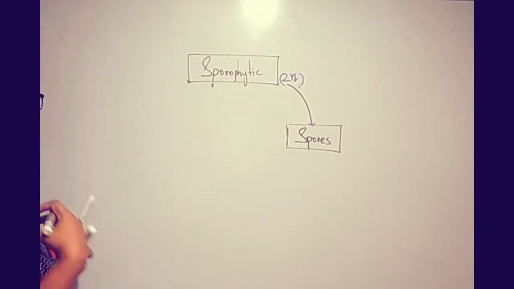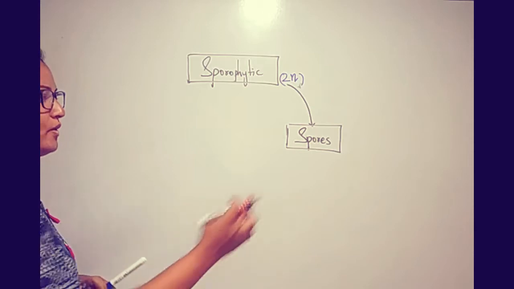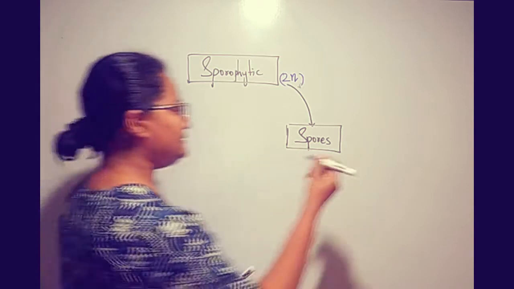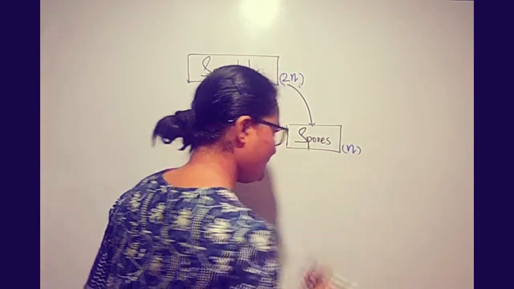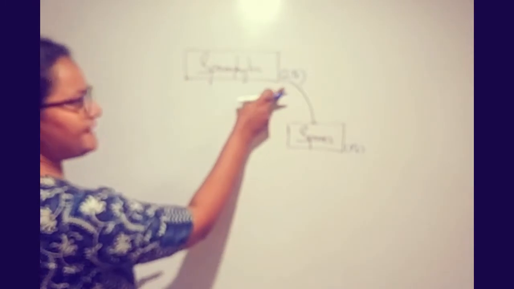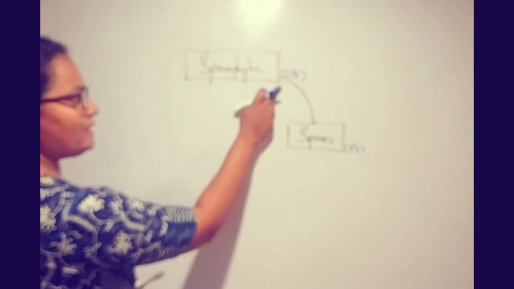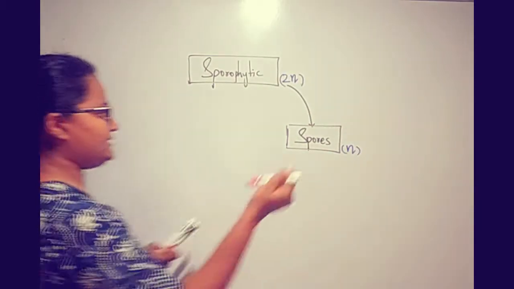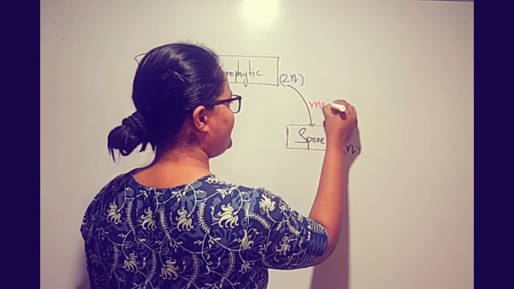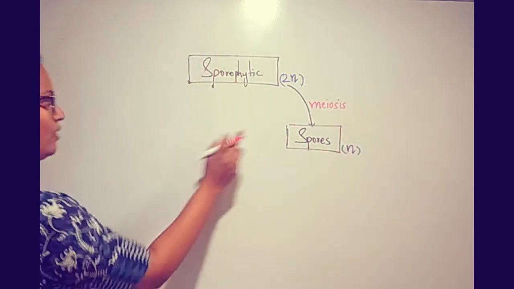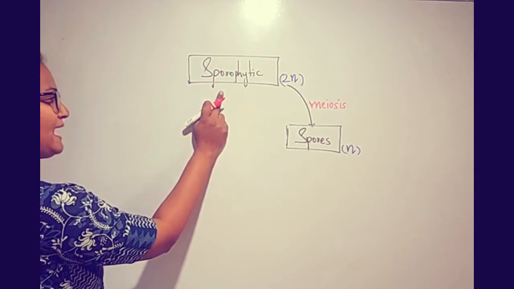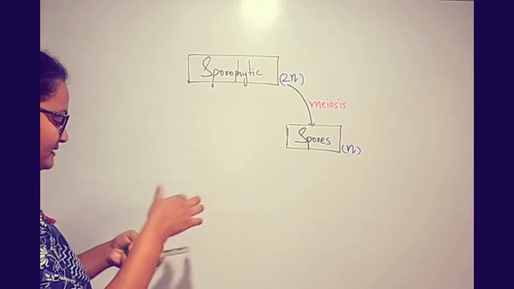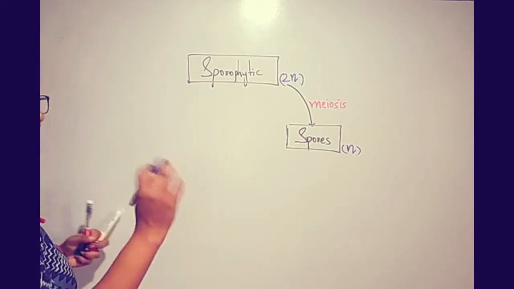Sporophytes are the ones meant to produce spores, and these spores are n. We know the cell division where the chromosome number is reduced from 2n to n. Which division is that? That division is our meiosis. So the sporophyte of a plant undergoes meiosis to produce spores.